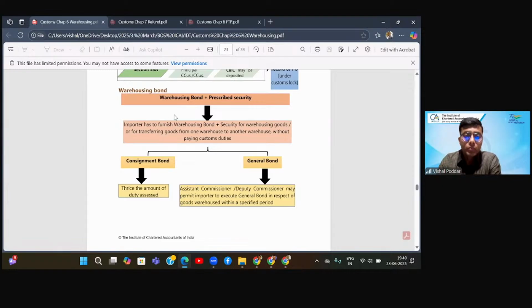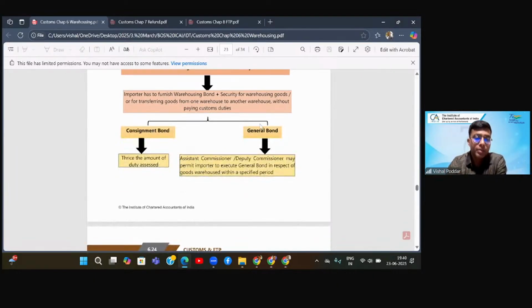Now, in this particular case, once you provide this 3 times duty value as security and bond, your goods will be allowed to be removed from the port and kept in that warehouse. Similarly, if afterwards you want to shift the goods from one warehouse to another, that is also allowed, and all this can be done without paying a single rupee as duty. Yes, you have to give the bond.